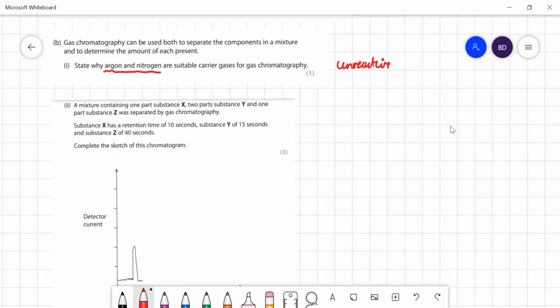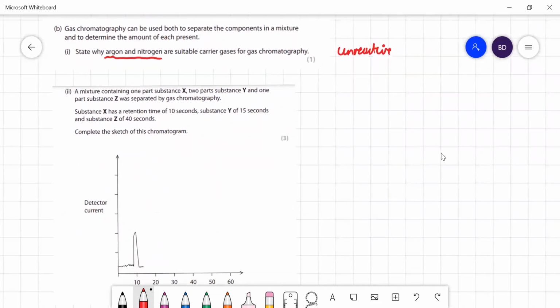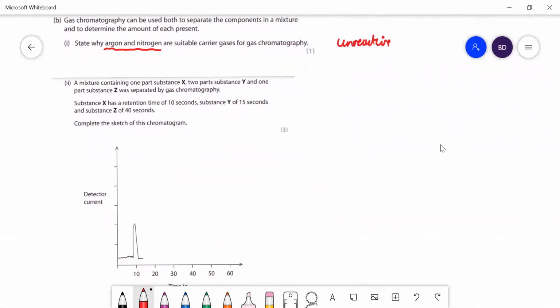Okay, so they've shown a chromatogram, a GLC readout. Now you've got a mixture of X, Y, and Z in there. And X has got a retention time of 10 seconds. So this is the peak for X. Now it says Y has got a retention time of 15 seconds, so you're going to get another peak about here for Y. Just write that down there. And then Z, you're going to get a peak at 40 seconds.